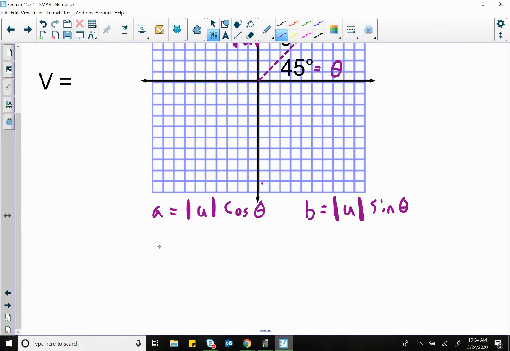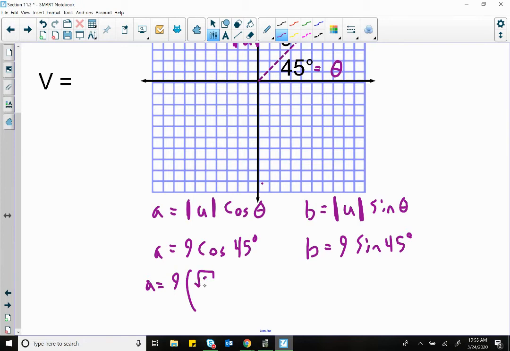Okay? So A is equal to 9 cosine 45 degrees. The B component, or the quote-unquote Y, will be 9 sine 45 degrees. Okay? And if you go to your charts and use your charts, you find out that cosine 45 is the square root of 2 over 2.